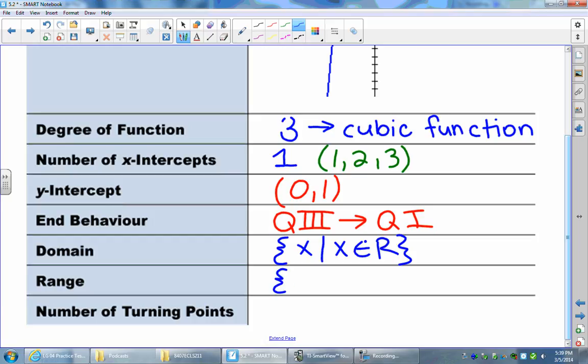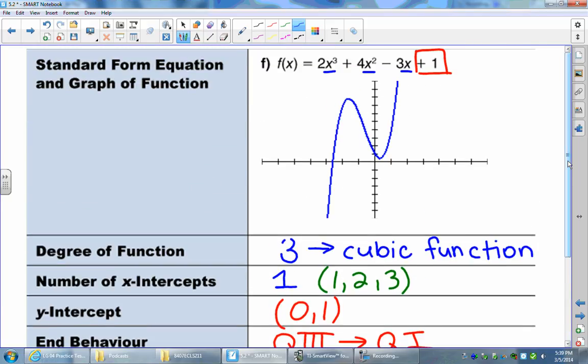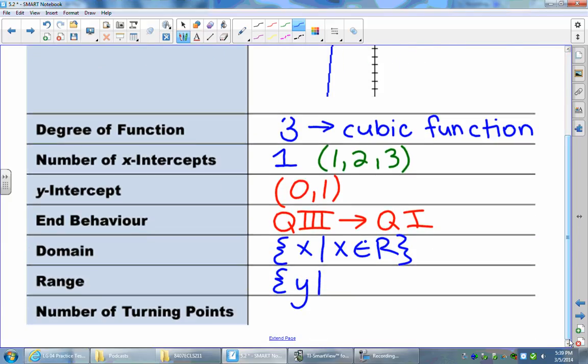Now let's look at our range. Okay, let's look back at our graph. We can see that our graph is extending upwards, and it's also extending downwards. As it extends upwards, our y values are going to continue getting bigger and bigger. And as it extends downwards, our y values are going to continue getting smaller and smaller, which means that my y can be any real number. Y is an element of the real numbers.